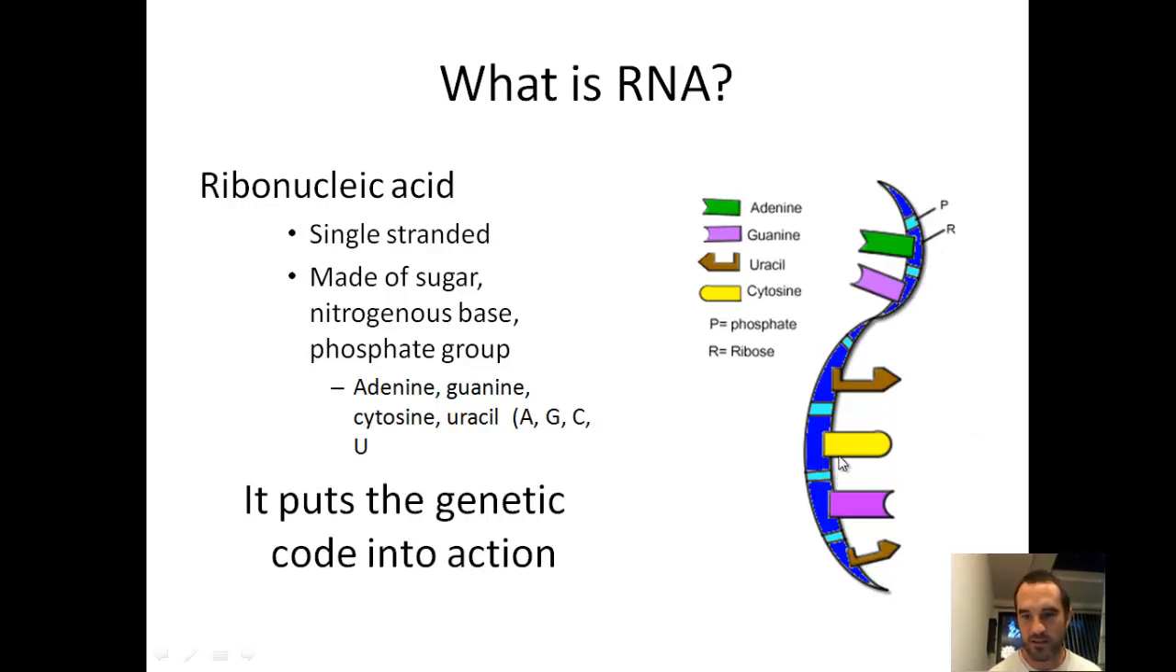It's single-stranded. So one single strand. It's made up of a sugar, a nitrogen base, and a phosphate group. So just like DNA is, that sugar is ribose sugar though. So that's how it gets the name RNA instead of DNA.